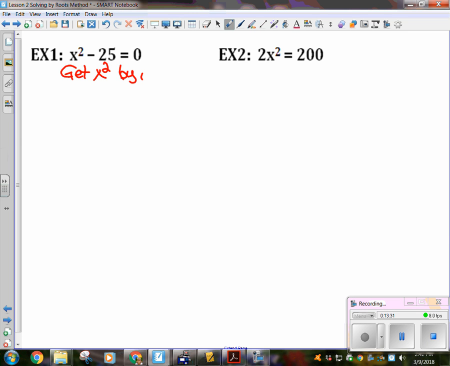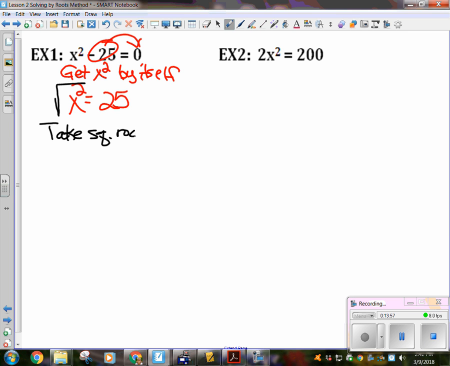Okay, get x squared by itself. Move the 25 over here, and I get x squared is equal to positive or negative 25? Positive 25. I do not want x squared. I just want x. How do you undo squaring something? Take the square root of both sides.